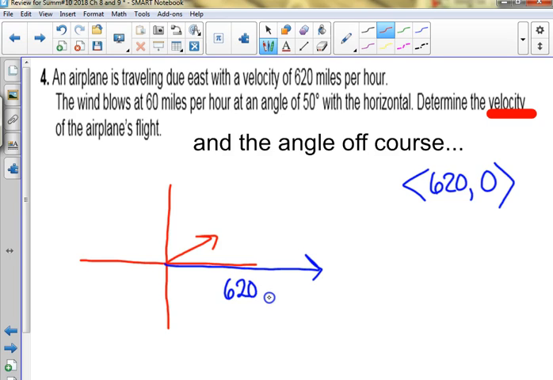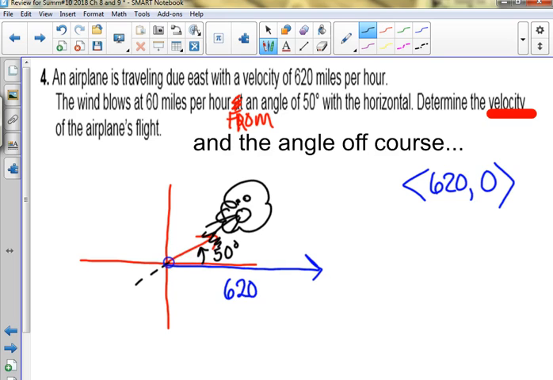It's "from" on the quiz. So let's change this question to "from." If it said from an angle of 50 degrees, this would be 50 degrees, but the wind is blowing from this direction, howling, pushing the plane this way. So this is what it looks like on the quiz.